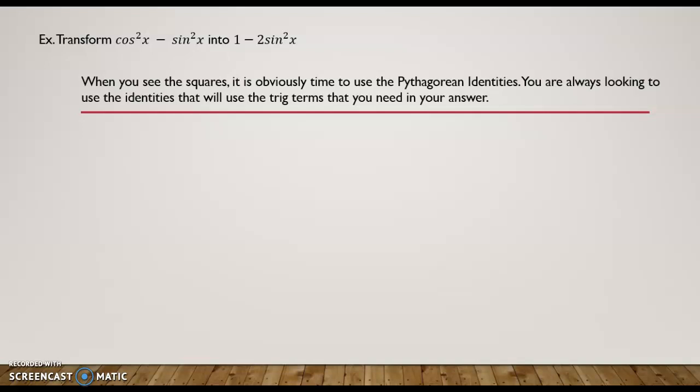Transform cosine squared x minus sine squared x into 1 minus 2 sine squared x. When you see the squares, you're going to be using your Pythagorean identities. So, you will always use the identities that will use the trig terms you need in your answer. You're always trying to move things that way. Well, here we've got sine squared x plus cosine squared x equals 1. And if I move the sine squared over, then cosine squared equals 1 minus sine squared x.